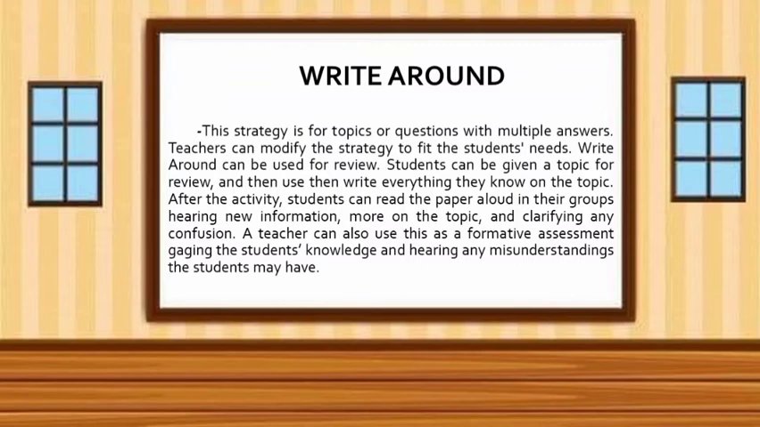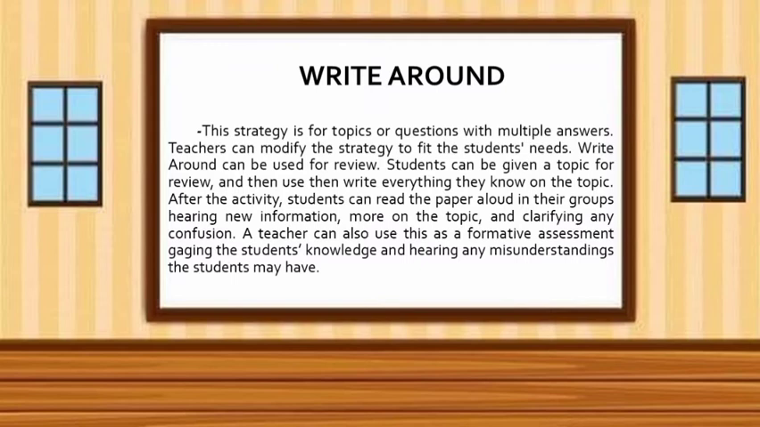How to do this strategy? First, for groups of 3 to 4 students, a sentence or topic is given to the groups. 10 to 15 seconds of think time is given for the students to think of the sentence or topic. Second, the first member in the group starts writing about the sentence or topic. Third, after a short amount of time given, 30 seconds to 1 minute, students pass the paper to the next member in the group.